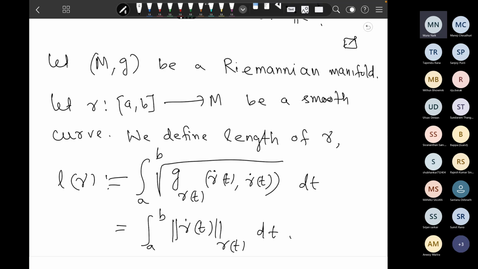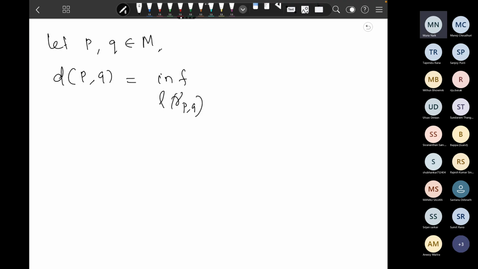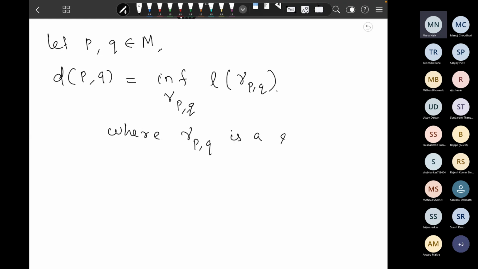Okay. So now, let P, Q belong to M. I define D(P, Q) as the infimum of the length of gamma_{P,Q}, where gamma_{P,Q} is a smooth curve joining P and Q.